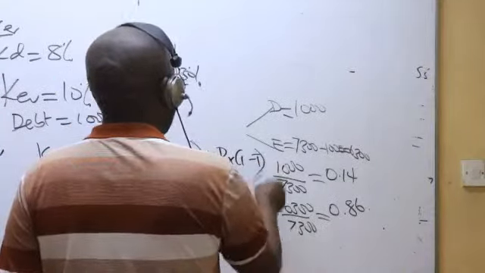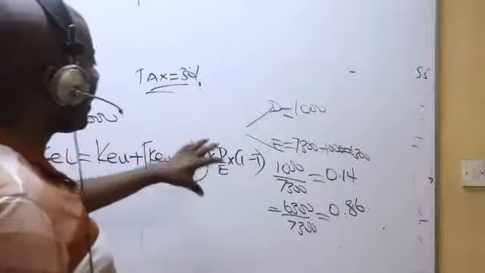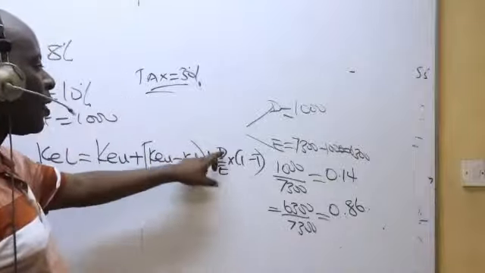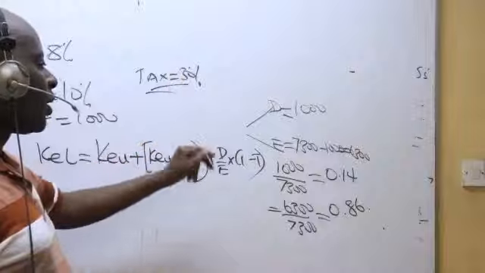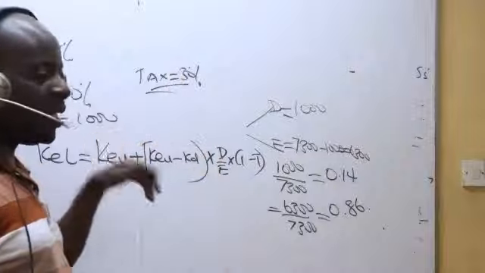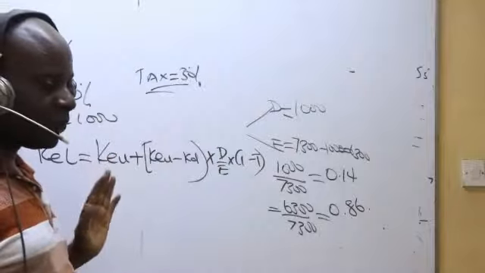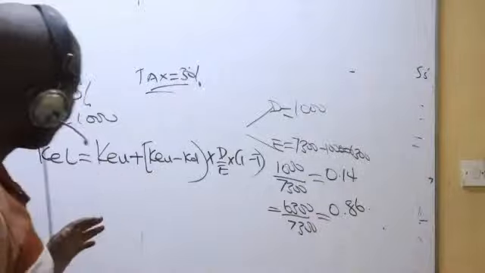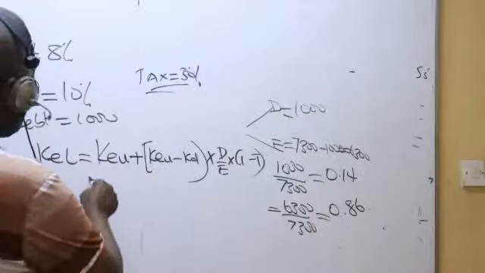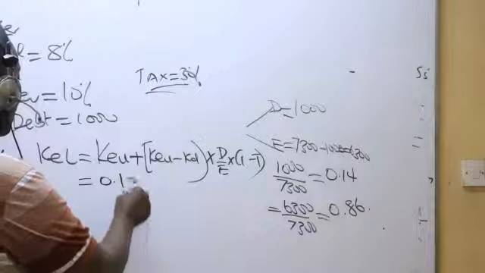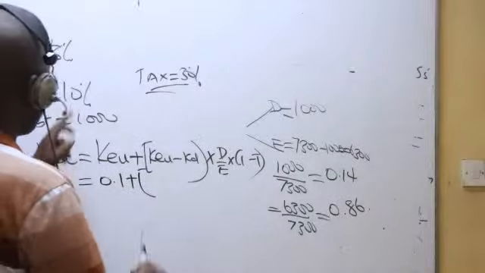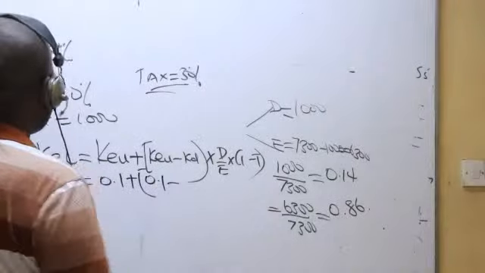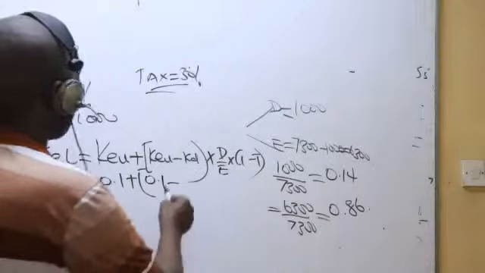And by the way, in your exam, at times the examiner may not give you the values here. If you're not given values, it's okay to use Wd and We. It's okay to work with weights. You'll get the same answers. So Ku in this question is 0.1 plus (Ku 0.1 minus Kd). Kd is given as 0.08.